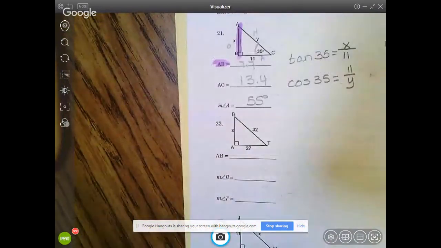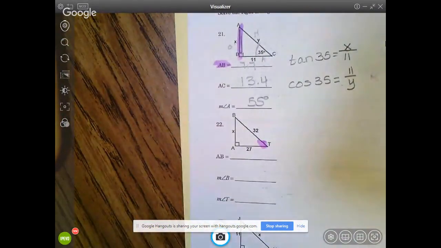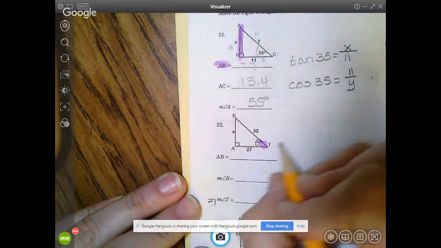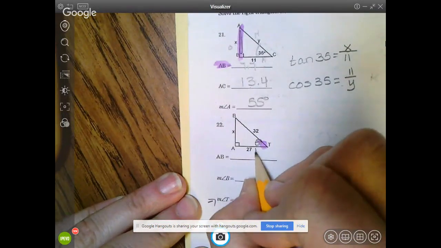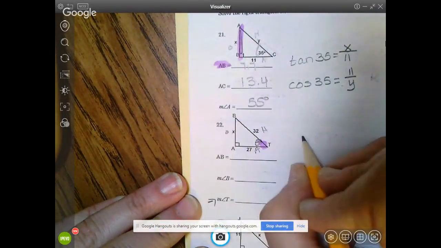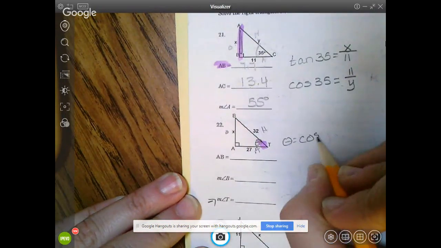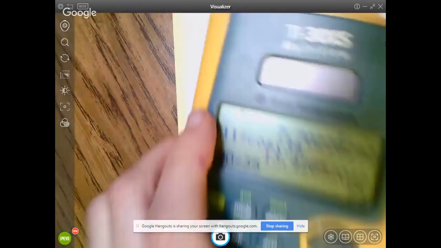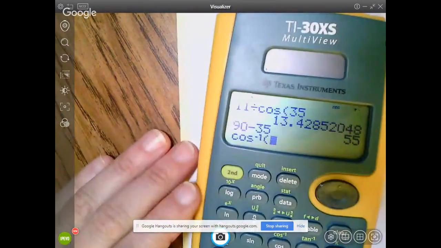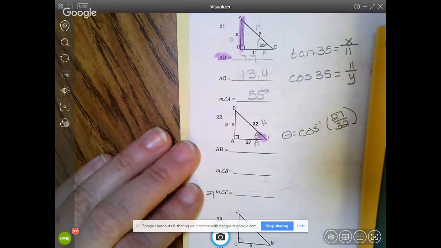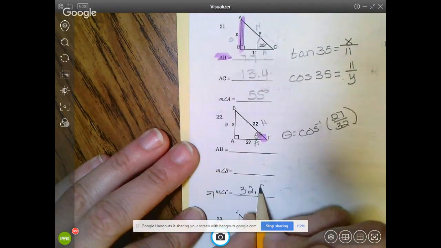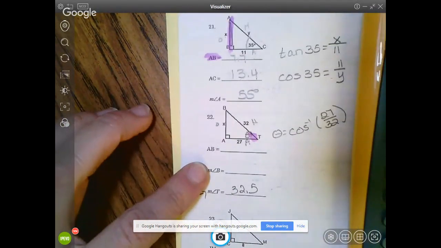Next one, let's find angle T first. Angle T will be our theta. Okay, so that's actually this one. If this is our theta, this is our adjacent, hypotenuse, and opposite. So we're going to do theta equals cos inverse, adjacent 27, divided by our hypotenuse. So we've got second cos, 27 divided by 32. I got 32.46, so 32.5. Don't do it again for here. Why do extra work? 90 minus 32.5, 57.5.